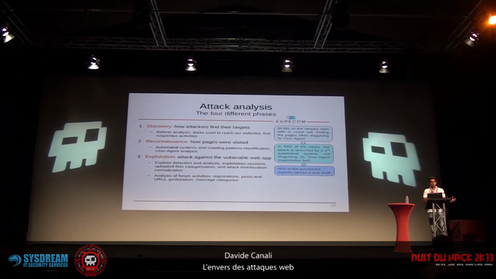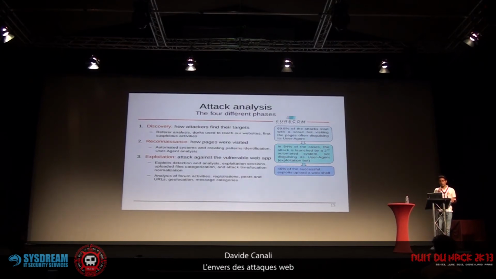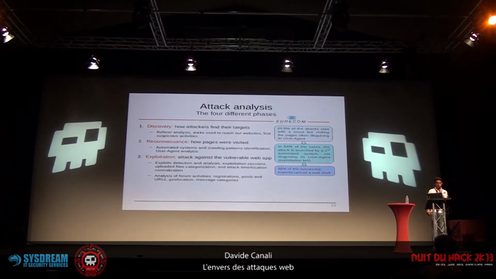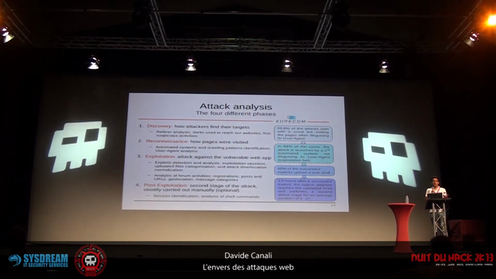The third and most important phase of the attack is the exploitation phase itself. That is where the attack against the vulnerable application takes place. In this phase, we analyze the exploits that are used, identify exploitation sessions, and categorize the files that are uploaded to the honeypots. We also normalize the time and location of attacks. We also analyze the forum activities we encountered, but I'll talk about this later. In this phase, it turned out that about half of the successful exploits uploaded a web shell on the machine.